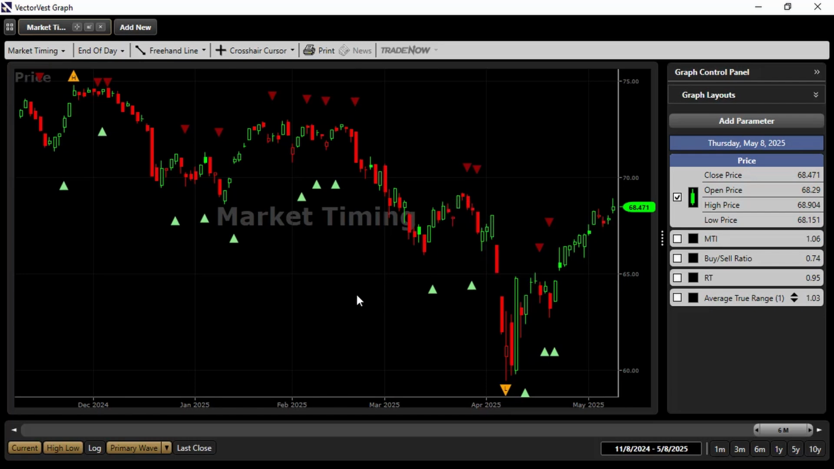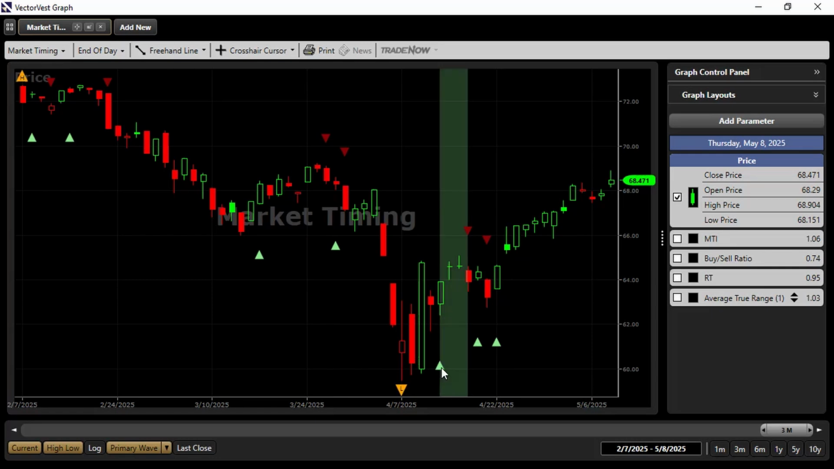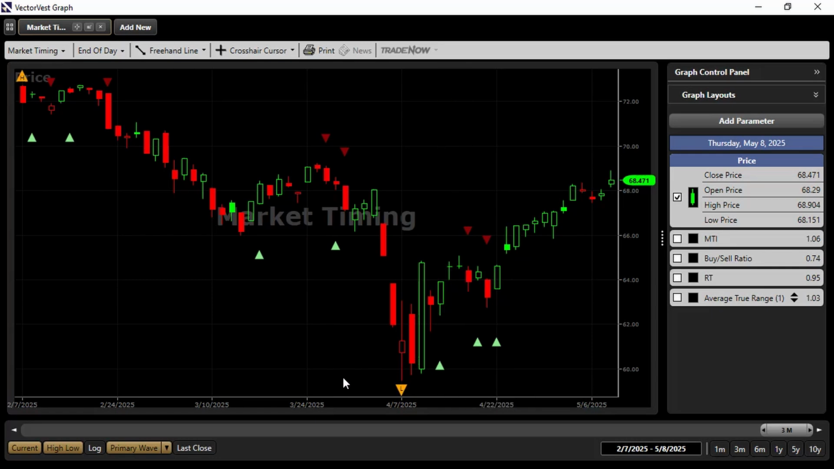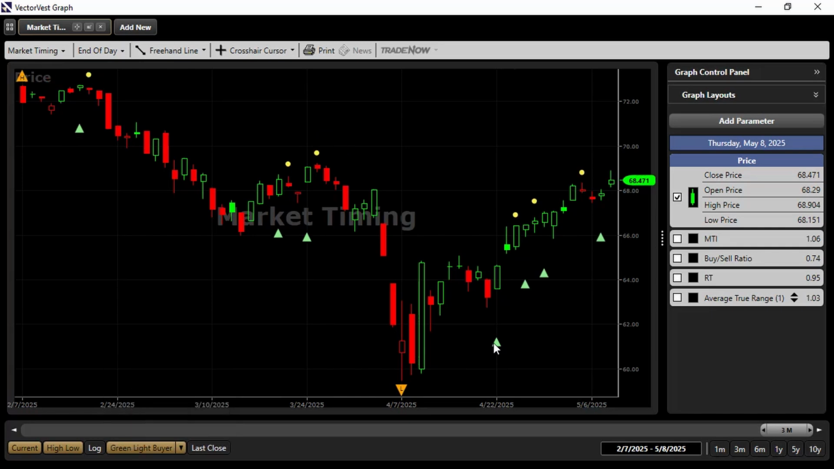If we think of these in terms of their progression, let's go to a 3-month graph. Coming off of what ultimately, in hindsight, was the low, the primary wave signaled first, then would come the green light buyer signal, then the DEW signal, and then finally the confirmed call, which we haven't gotten to yet.